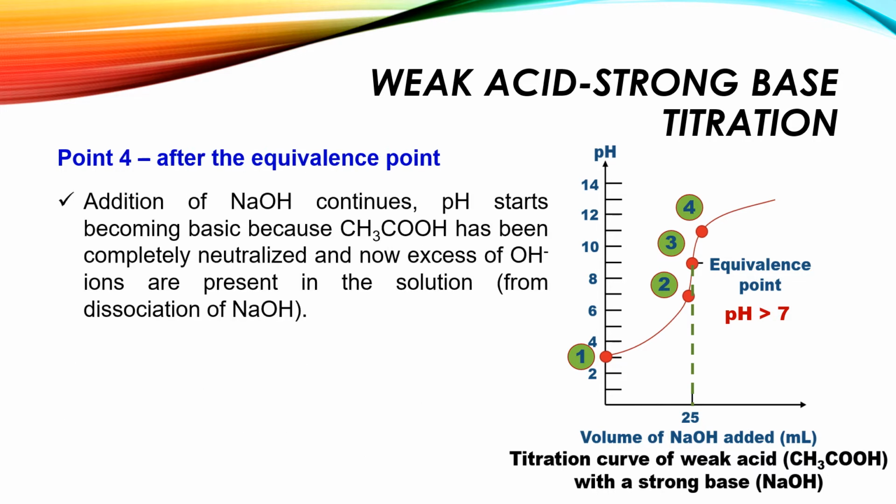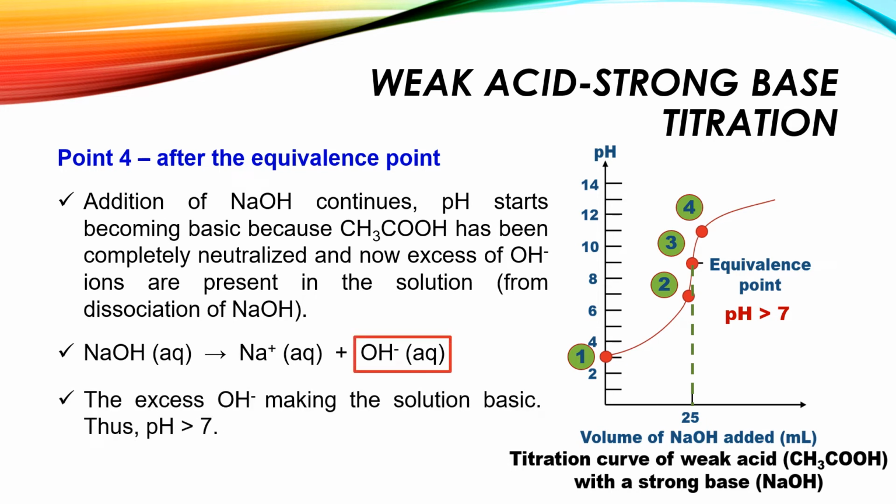After the equivalence point, the addition of sodium hydroxide continues. The pH becomes more basic because the ethanoic acid has been completely neutralized, and now excess hydroxide ions are present in the solution, formed from the dissociation of the sodium hydroxide. The excess hydroxide ions make the solution basic. Thus, the pH must be greater than 7.